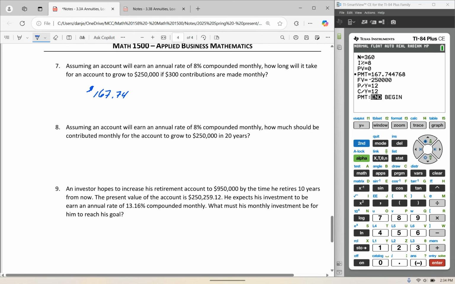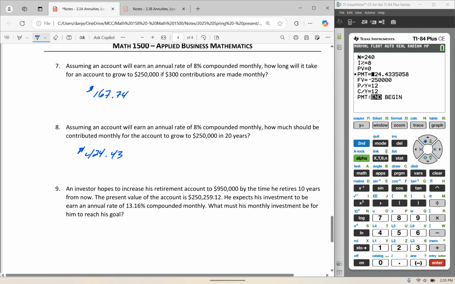Number 8, assuming that account is going to earn 8% compounded monthly, how much should be contributed monthly to be worth $250,000 in 20 years? So it's the same question. But I don't want to wait 30 years. I want to get there in 20 years. So that's going to be 12 months for 20 years. I would need to make $424.43 per month payments. Notice the stark difference waiting that extra 10 years. Those of you that are young, start investing now.